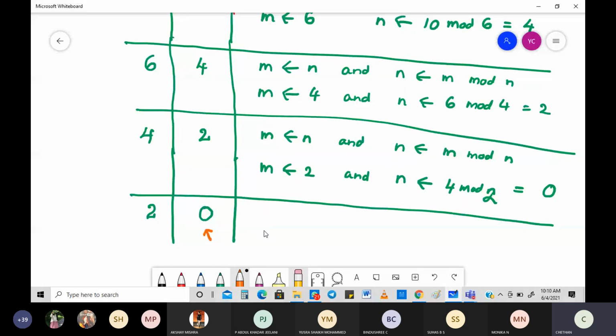This is very important. So what do you write? Since n value is equal to 0, what will be the GCD? GCD will be whatever the value that is there in m. Whatever value is there in m will become your GCD, which is equal to 2. What is that 2? You can see very clearly here.